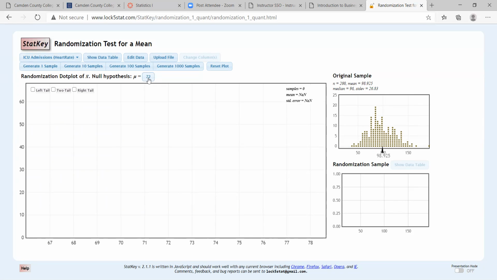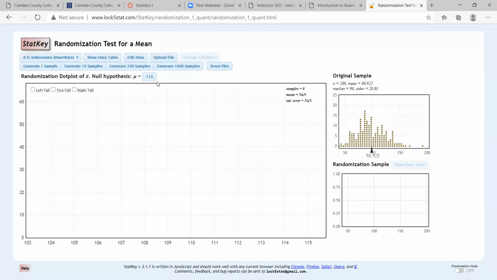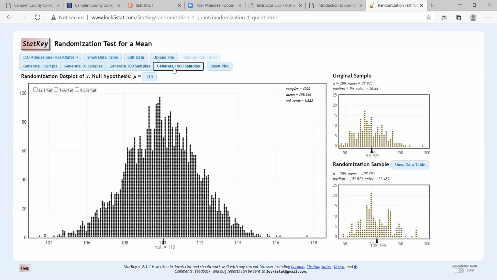Actually, let's make the mean for somebody who's sick, just for the fun of it. Let's make it 110. That's the proposed mean for somebody who's not feeling well, racing heart. All right. And we're going to do a left tail test in this case here. So we're going to generate some samples, 1,000 samples. We're going to do a left tail test. It always defaults at 0.025, by the way, 2.5% here.